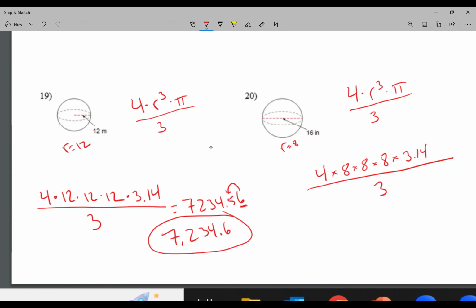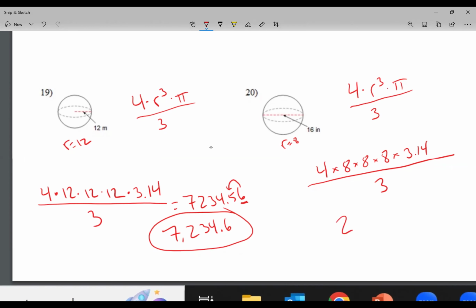Again, use a calculator if necessary. And my answer happens to be 2,143 point, and there's a 5, 7, and then a bunch of 3s. Okay, my second decimal number is 7. So that is big enough. It pushes my 5 up. So my answer would be 2,143.6.